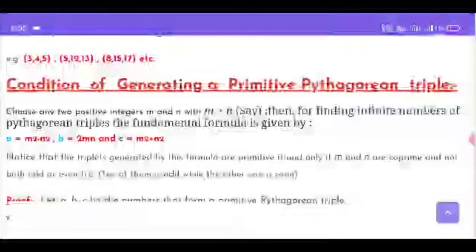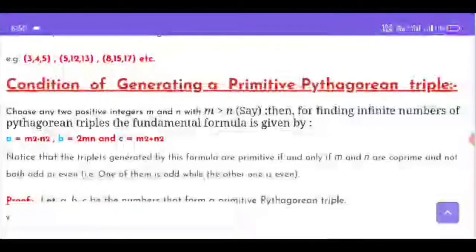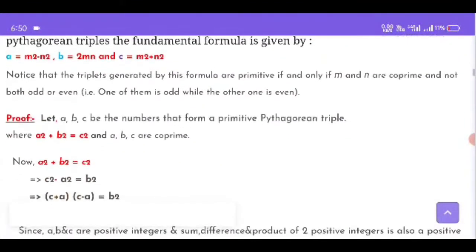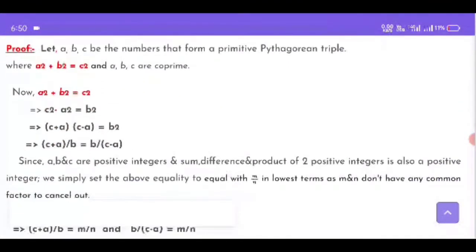So notice that triplets generated by this formula are primitive if and only if m and n are coprime and not both odd or both even. One of them is odd while the other one is even, and vice versa. Let a, b, c be the numbers that form a primitive Pythagorean triple. So according to our definition, by the Pythagorean theorem, a square plus b square equals c square, where a, b, c are coprime, relatively coprime. Meaning a and b are coprime, then b and c are coprime, and c and a are coprime.